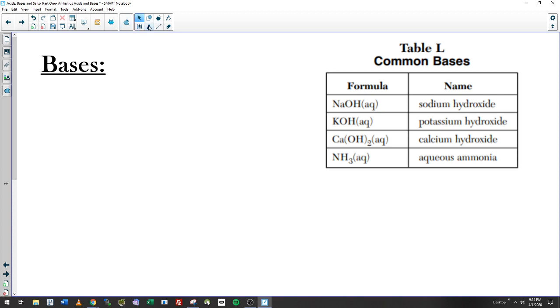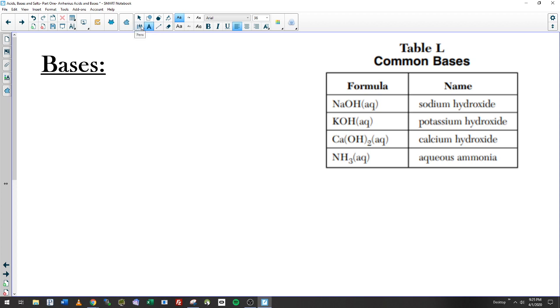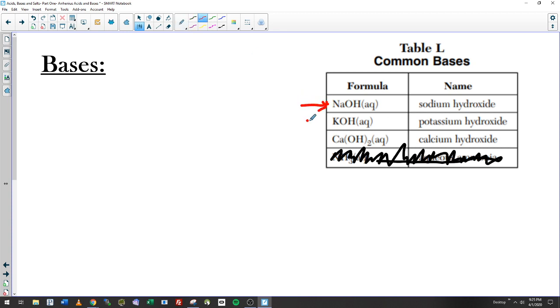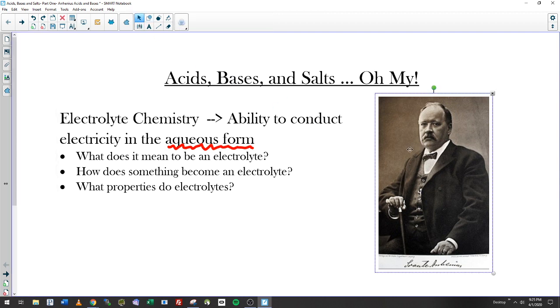And for the sake of making a point tonight, we're going to ignore this guy. He's an exception to a rule. And today is not the day for exceptions. Not today. I want you to take a look at what's going on here. You have sodium hydroxide, you have potassium hydroxide, you have calcium hydroxide. All of these end in hydroxide, which is one of the things that distinguish a base according to this gentleman named Arrhenius.